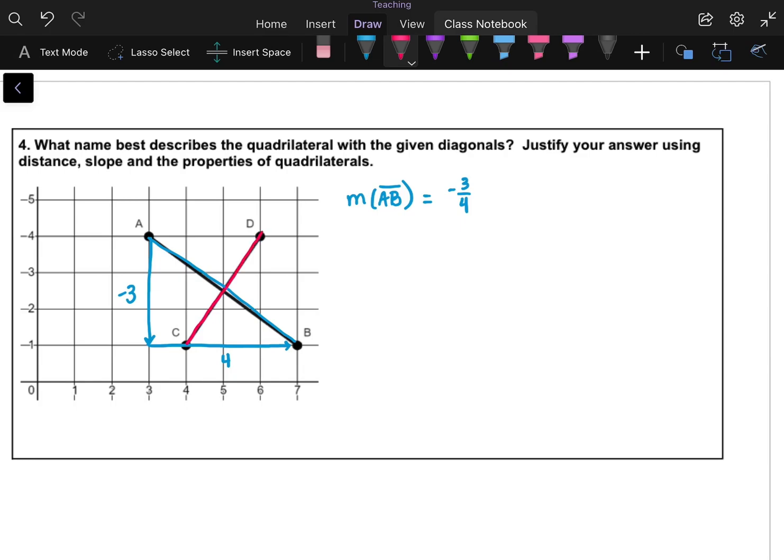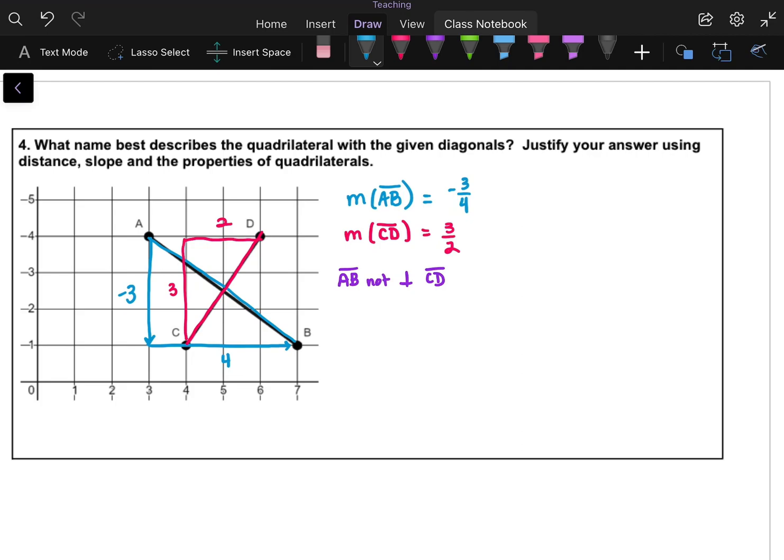The slope of side or diagonal CD is going to be equal to, well, I go up by 3, right by 2, so 3/2. All right, so these are not perpendicular, so AB is not perpendicular to segment DC, because those are not opposite reciprocals. So we know they're not perpendicular, so it cannot be a rhombus, it cannot be a square. Let's take a look at the length of these to see if it's a rectangle.